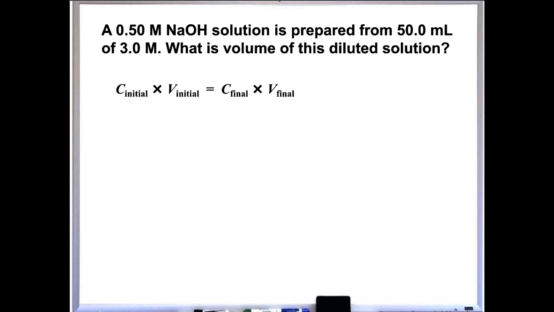We just want to use our dilution formula here, and we just need to know where to put everything. We want a 0.5 molar sodium hydroxide solution, so our C final is 0.50 molarity. It's prepared from 50 ml, so our V initial is equal to 50 ml. And our initial concentration, C initial, will be equal to 3.0 molarity.